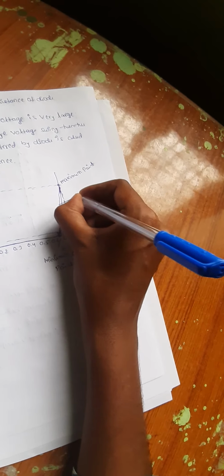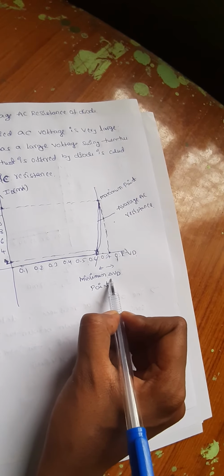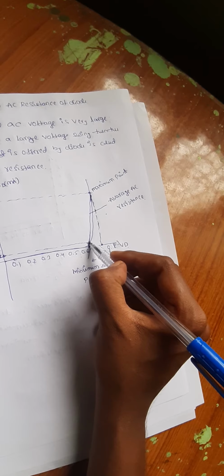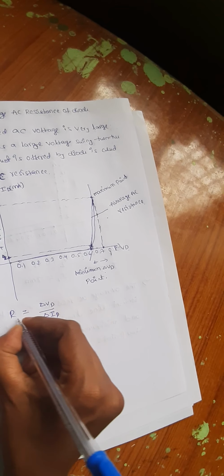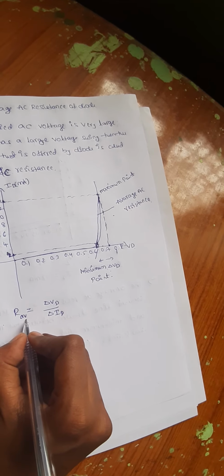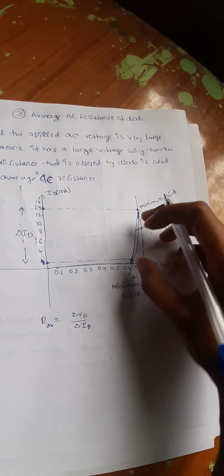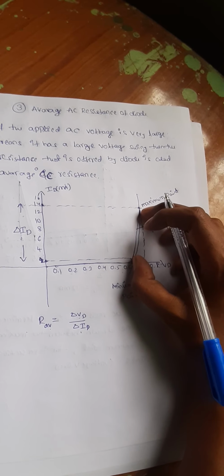The slope of this straight line is nothing but the average AC resistance. Delta ID by delta VD is the slope of this straight line. The resistance R is equal to delta VD by delta ID. Here the subscript av indicates the average AC resistance of the diode, which is given by delta VD by delta ID. So this is a straight line, and its slope gives the average AC resistance of the diode.